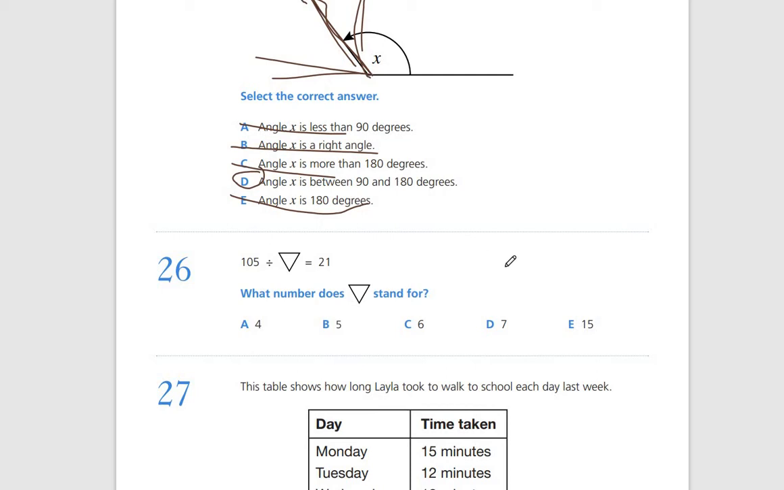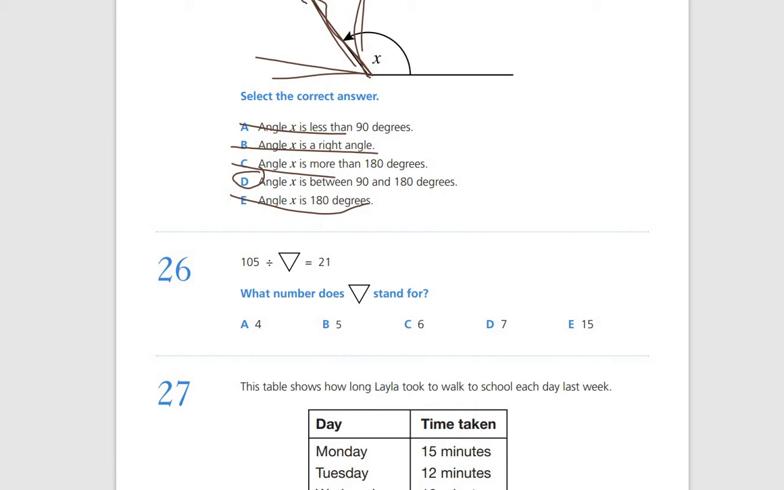If you haven't seen the first 25, please look at our Mathematics GL paper number 1, which goes from question 1 to 25. And then to write this, we go from question 26 to 50.